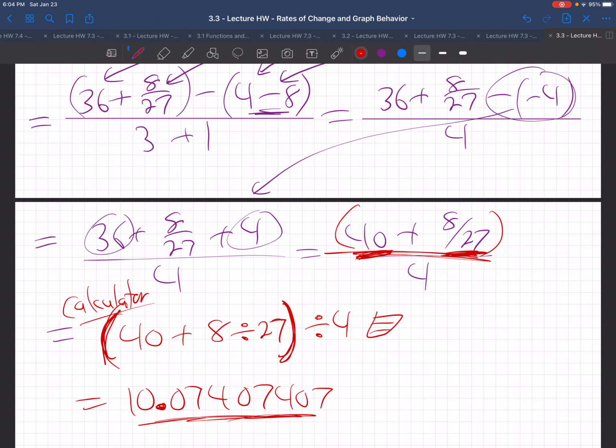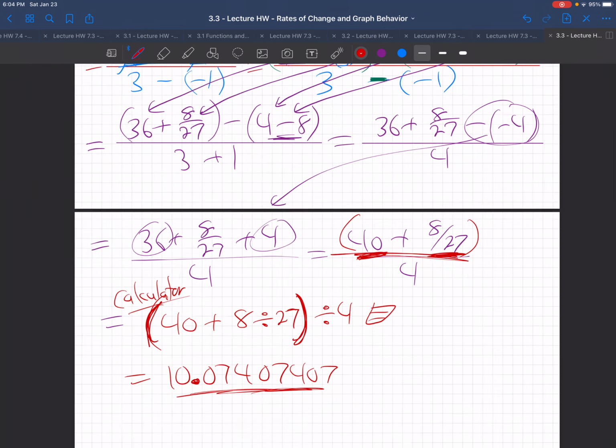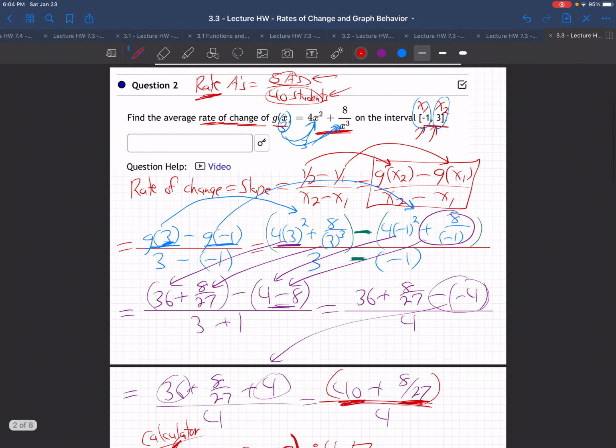Yeah, so that is correct. So that's how we do that. So again, a rate of change is a slope, which means it's y2 minus y1 over x2 minus x1. It's the difference of g values over the difference of the 2 x values. And then you just calculate that out.